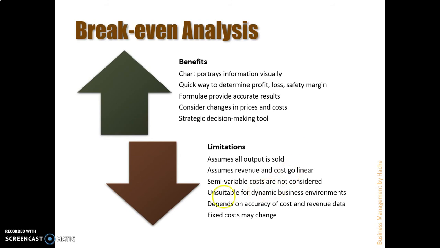It also assumes that the revenue and the cost go linear. As you can see in the chart, these two lines, cost and revenue, just go straight up without any variation. In real life, these lines might not actually go that linear. Semi-variable costs are also not considered, and that's actually very important. We just talked about variable costs and fixed costs. Sometimes we just include the semi-variable costs in the variable ones just to make quick calculations, but remember, semi-variable costs are not being considered here.